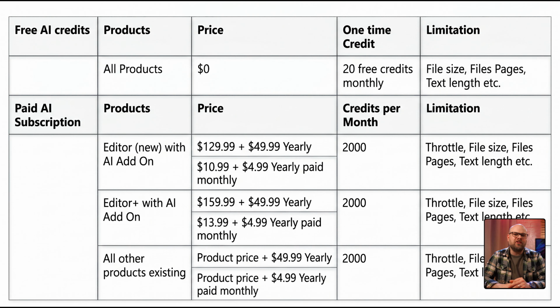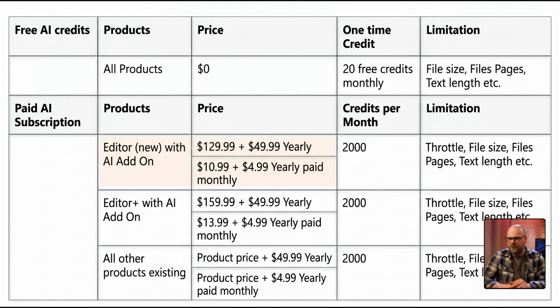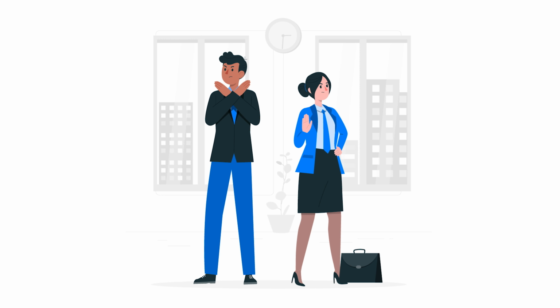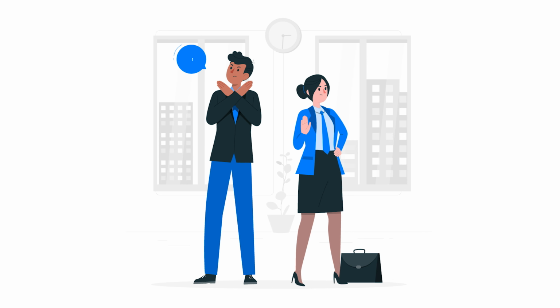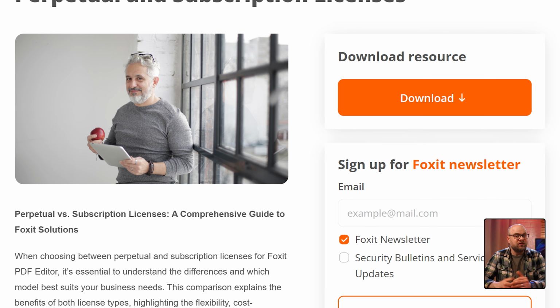If you want to supercharge the AI, you can add the AI Assistant upgrade starting at $49.99 a year. That boosts you to 2,000 credits per month for translating documents, generating instant summaries, and getting answers with direct citations. And if you absolutely hate subscriptions, Foxit does still offer perpetual licenses. Just keep in mind, those are strictly desktop only and won't give you access to AI credit pools at all.